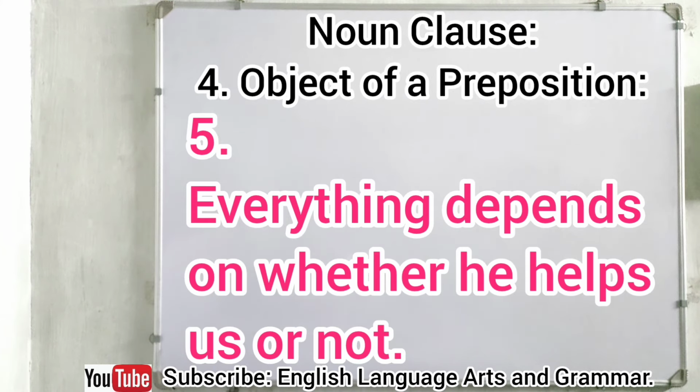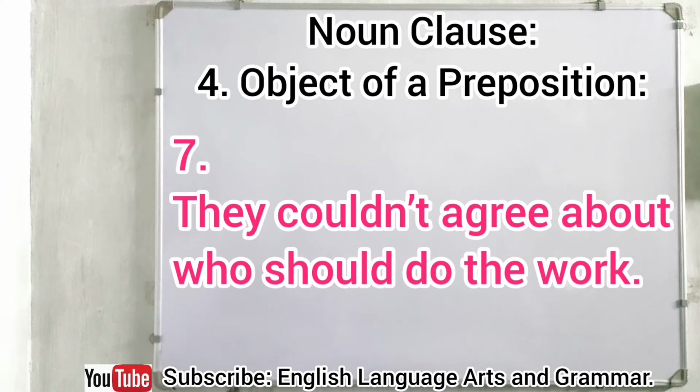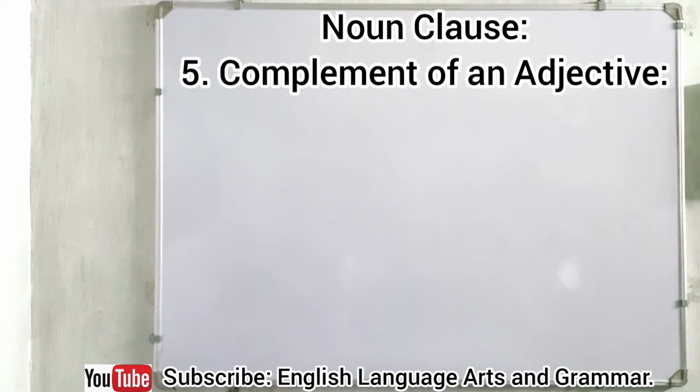Example 5. Everything depends on whether he helps us or not. Example 6. It was difficult to decide on where we should go for help. Example 7. They couldn't agree about who should do the work. Some examples of complement of an adjective.